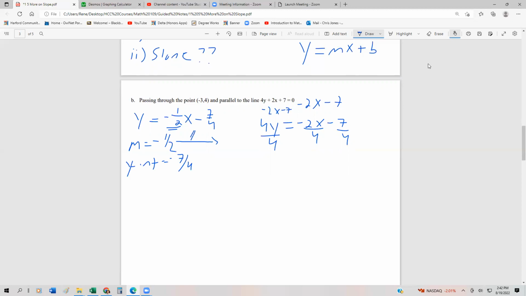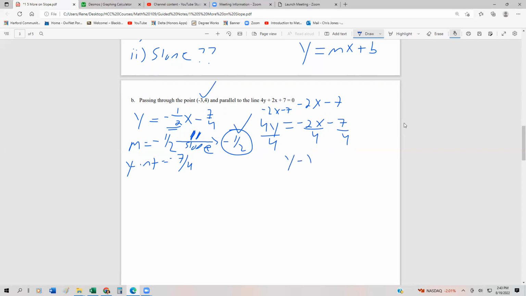We need a parallel slope. And we probably recall that parallel lines have the same slope. So the parallel slope is going to be minus 1/2. All right, so now let's go ahead. We're going to use this slope and this point. And let's go ahead and just throw them together, and we have our equation.